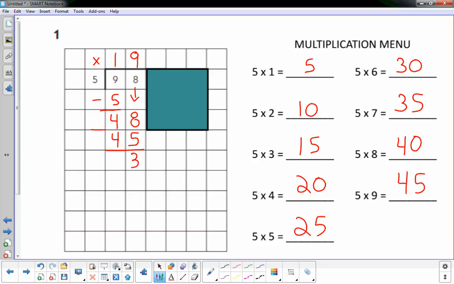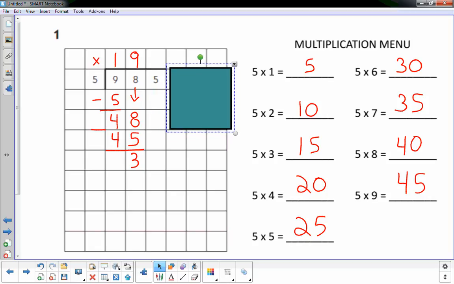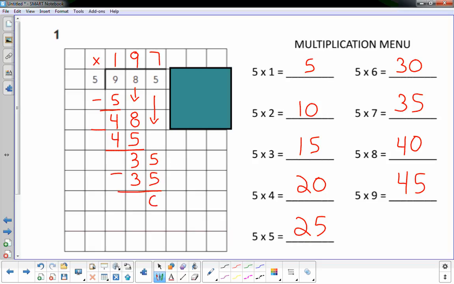3. I'm going to move my post-it note over. There's a 5. I'm going to bring that down. 35. And I look at my multiplication menu and I see that 5 times 7 is 35. So I'm going to put a 7 up here. 7 times 5 is 35. I'm going to subtract. I have no remainder. So my answer to 985 divided by 5 is 197.